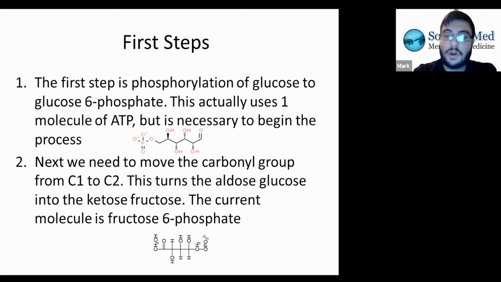Next, we need to move the carbonyl group from C1 to C2. This turns the aldose glucose into the ketose fructose. The current molecule at this stage is fructose 6-phosphate. We'll see exactly why this needs to happen in order to progress in the next step. Okay, just know that immediately you turn glucose into fructose.